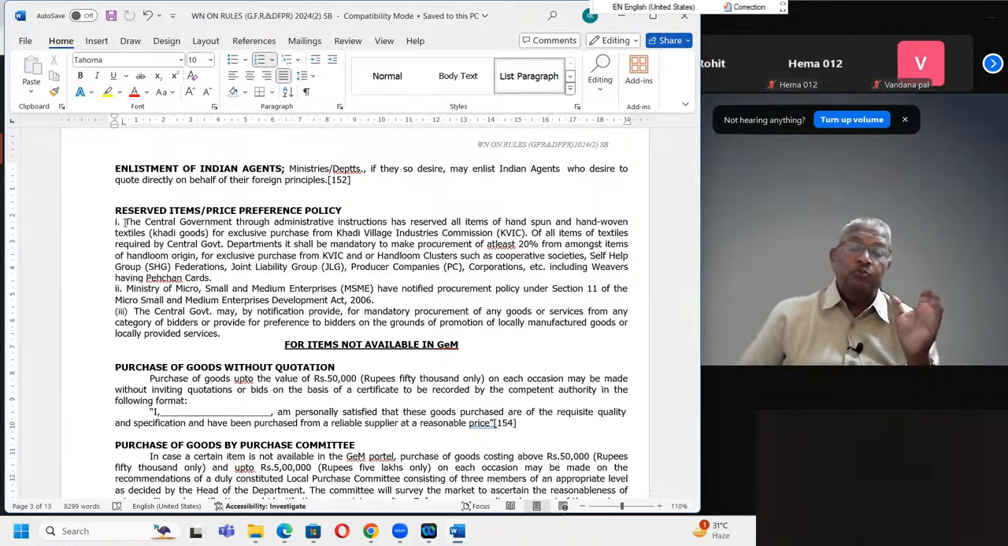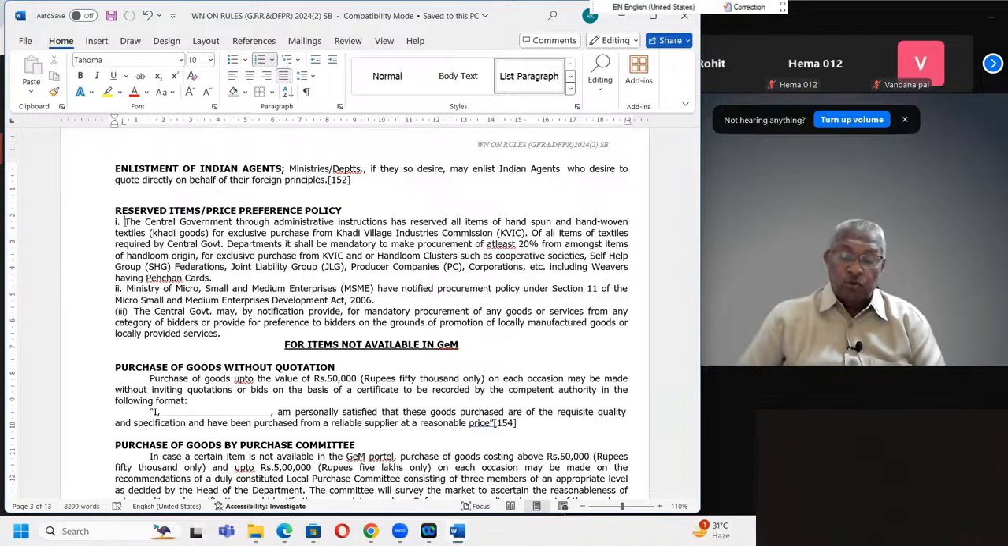And some small, क्या बोलते हैं, startup companies, some small and medium industries, startup companies, उनको protect करने के लिए, उनको encourage करने के लिए, these items have to be purchased from them. ऐसा करके कुछ item को reserve किया जाता है. That sort of reservation is possible by the government order.